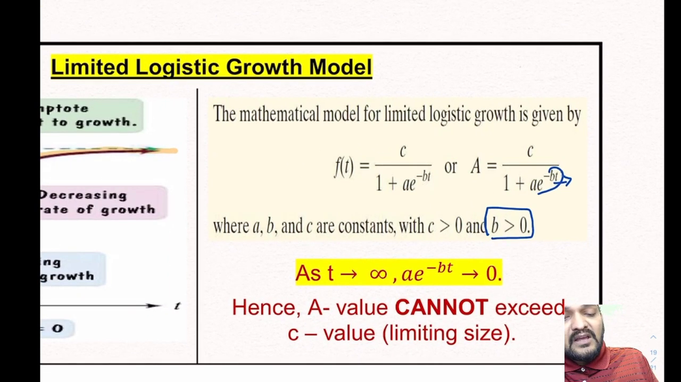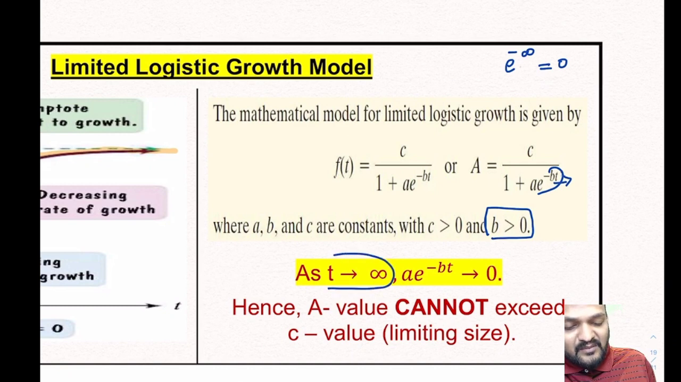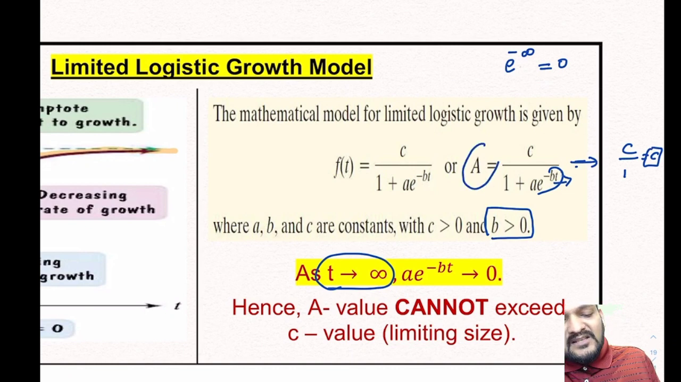When t goes to infinity, you're going to have e to the negative infinity, and e to the negative infinity is actually 0. So as t tends to infinity, as the time approaches longer and longer, eventually this is going to become c over 1, which is equal to c. In other words, after infinite time, theoretically speaking, everybody will get infected, right?